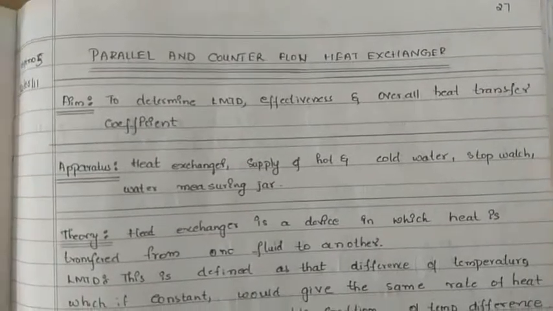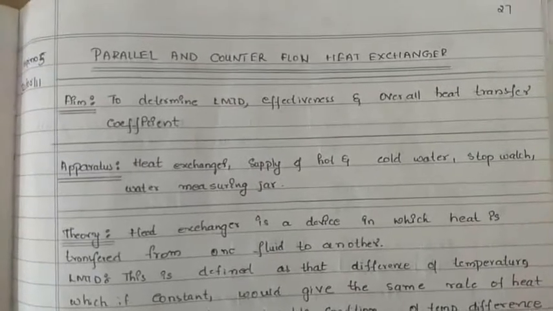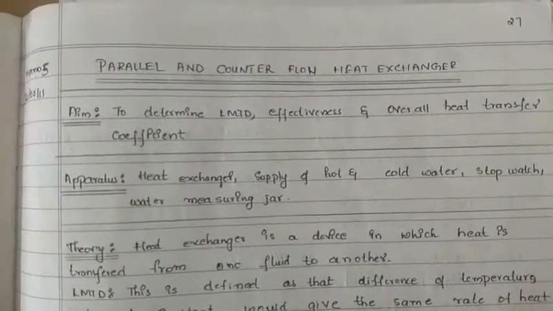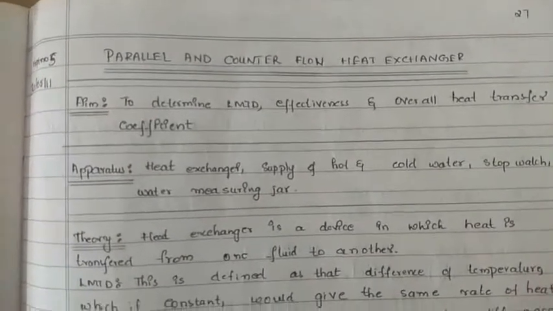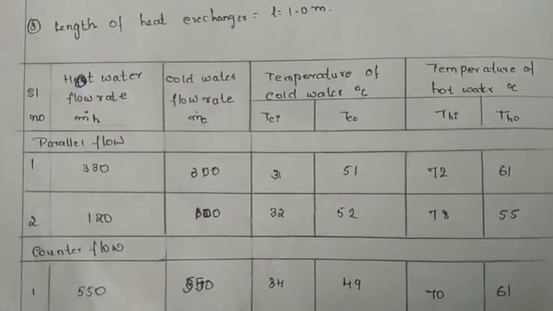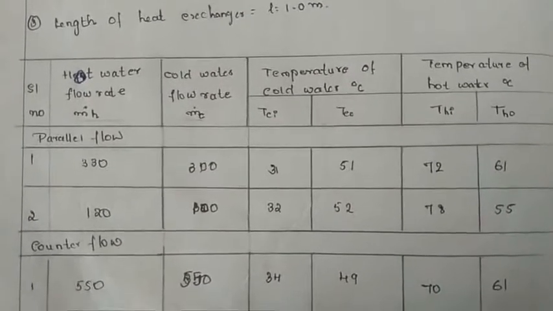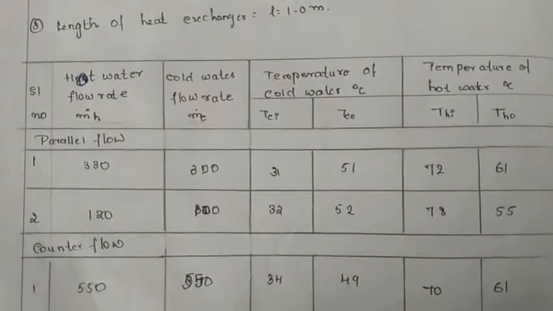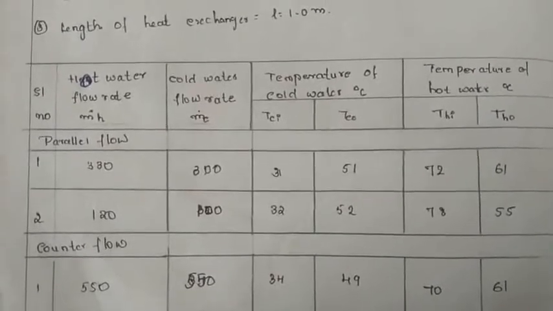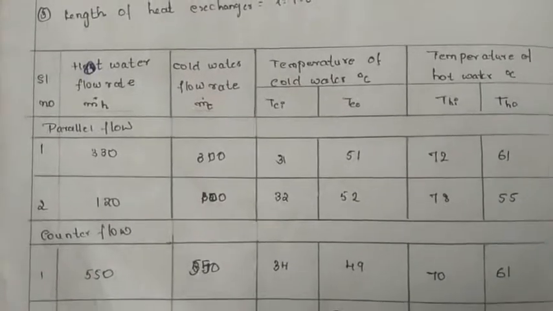Parallel and counterflow heat exchanger. The aim of the experiment is to determine LMTD, that is log mean temperature difference, effectiveness and overall heat transfer coefficient. The observations involve hot water flow rate, cold water flow rate, temperature of cold water at inlet and outlet, and temperature of hot water at inlet and outlet for both parallel and counter flows respectively.